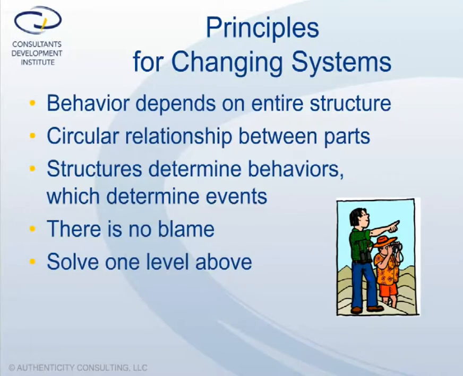Problems in a system are usually best solved one level above the problem. We explored that principle in the earlier course on the big picture in organizations. For example, problems with cash flow might be caused by problems with sales. Problems with sales might be caused by problems in marketing. Problems with marketing might be caused by problems with business planning, and so on.